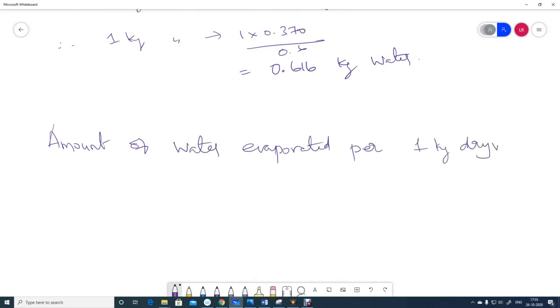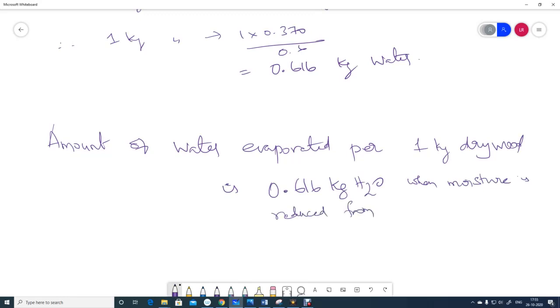So you can write, amount of water evaporated per 1 kg of dry wood is 0.616 kg of water when moisture content is reduced from 40% to 5%. You can redo this numerical by changing this percentage to 50 to 10. So what will be the amount of water evaporated?